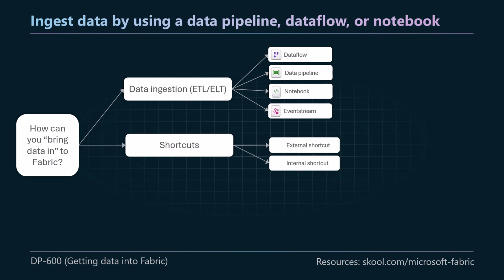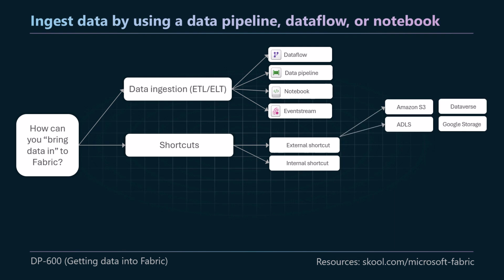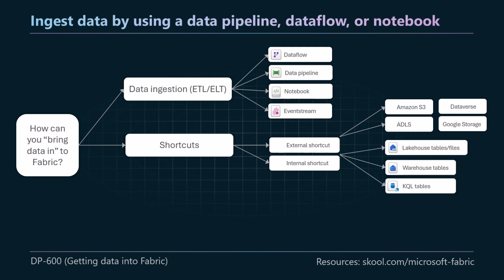We also have shortcuts, so that's another method that we need to be aware of that we're going to go through in this video, and that involves bringing data in from Amazon S3, ADLS Gen 2, the Dataverse, and also Google Cloud Storage as well. We've also got internal shortcuts, so connecting our different data sets within Fabric, so creating references to other lakehouse tables from a lakehouse, for example.